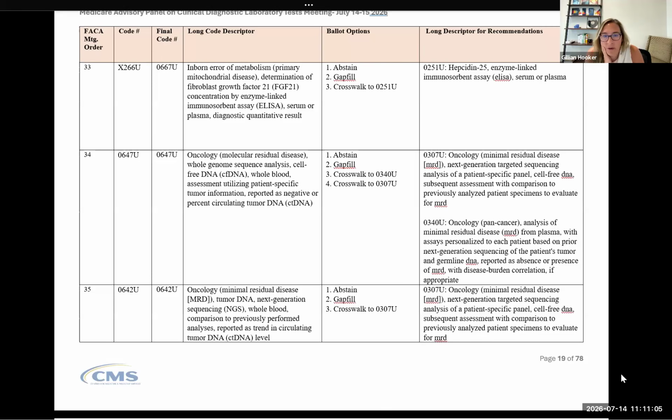We did not receive a recommendation for this one. It is a similar test, and we recommend crosswalk to 0307U. Fantastic. Thank you. Do we have any other options, questions, or comments from panel members? From CMS? No? All right. If no additional comments, panel members, please cast your votes.